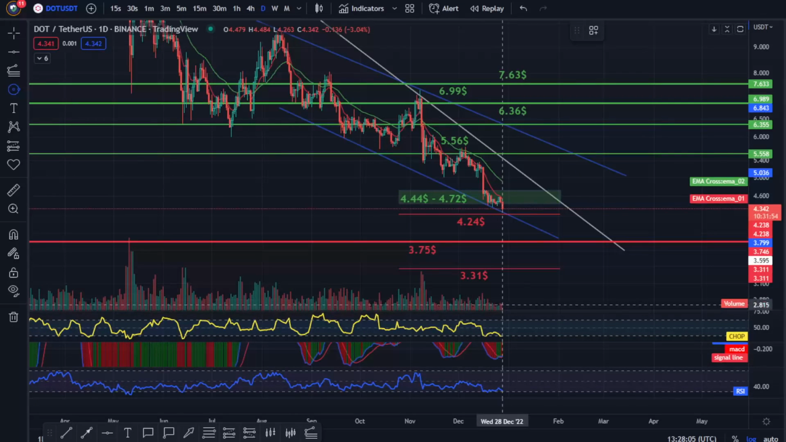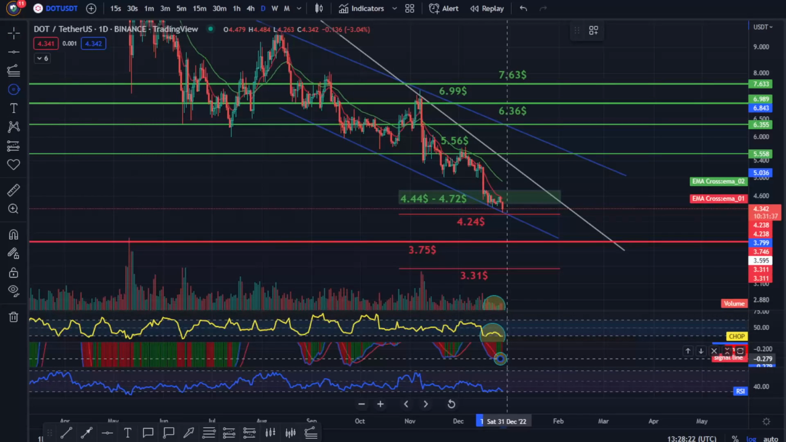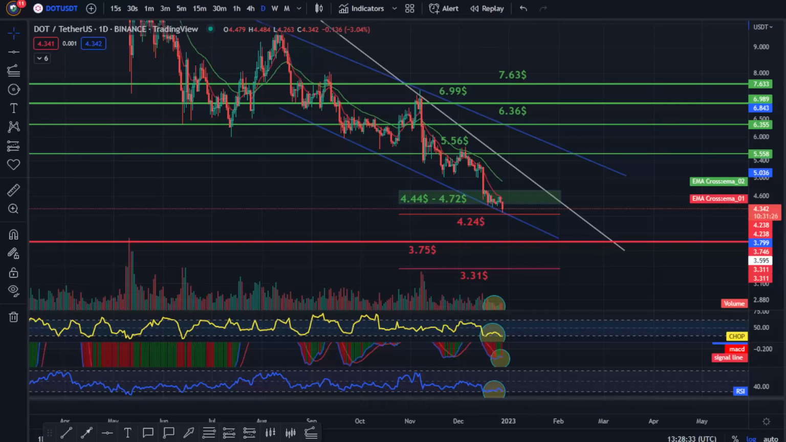As we can see, the volume is at a very low level with a predominance of red candles. The CHOP index indicates that the energy is heavily depleted. The MACD indicates that we have an attempt to change the trend to an uptrend, while the RSI is moving at the lower end of the range, which may also indicate an upcoming price increase.